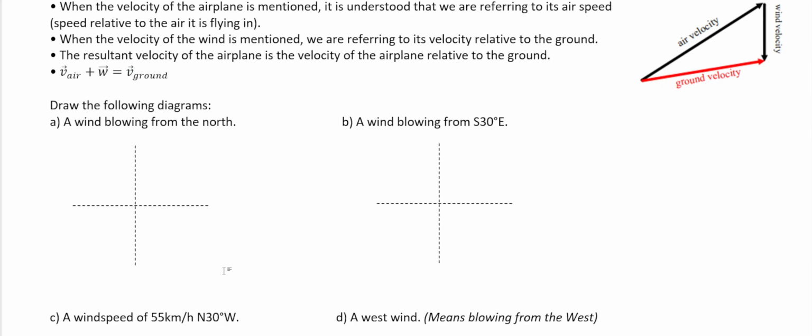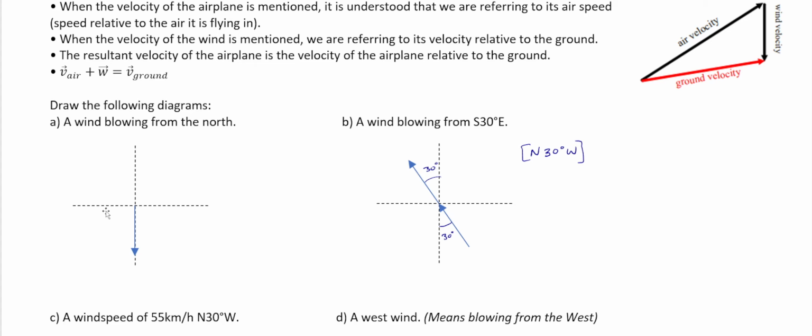Okay, draw the following diagrams. A wind blowing from the north. So if a wind is blowing from the north, it's coming from the north and it's headed south. So there's our wind velocity right there. A wind blowing from south 30 degrees east. Well, that means that it's coming in from south 30 degrees east, and then the exact same vector can be replaced right here. I'll copy that vector. This is 30 degrees because I knew this was 30 degrees. And so I can say north 30 degrees west.